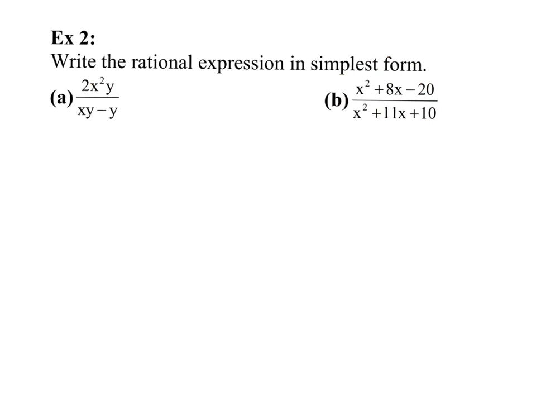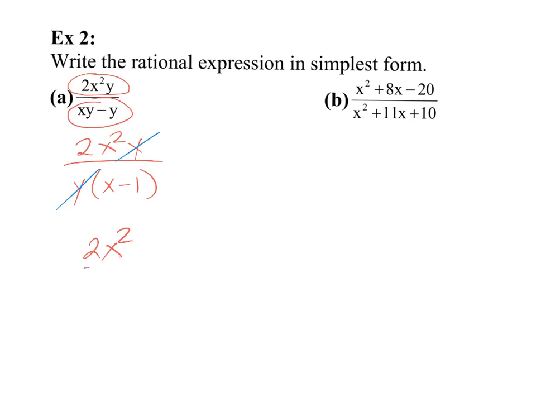Alright, write the rational expression in simplest form. Okay, here we have nothing but values being multiplied by each other. Here we have a difference. Alright, can we factor that? For the denominator, yes, we can factor the denominator. We could pull out a y. So I end up with y times x minus 1. On top, I still have the 2x squared times y. And the y's will cancel out, leaving us with 2x squared over x minus 1. And we're done.